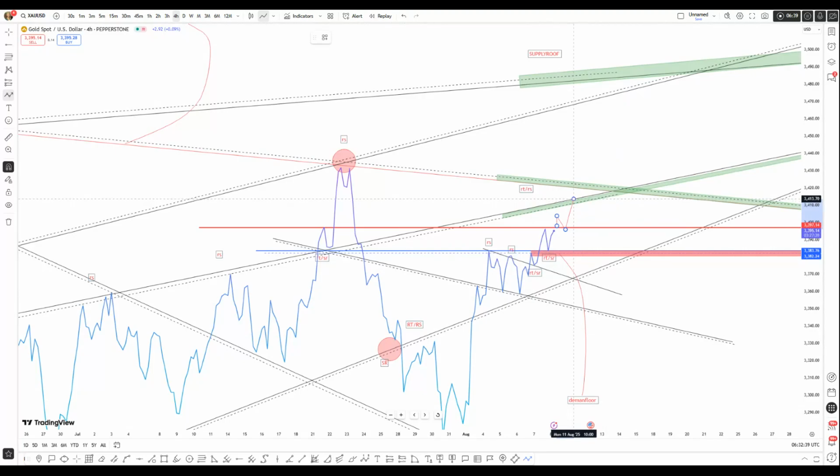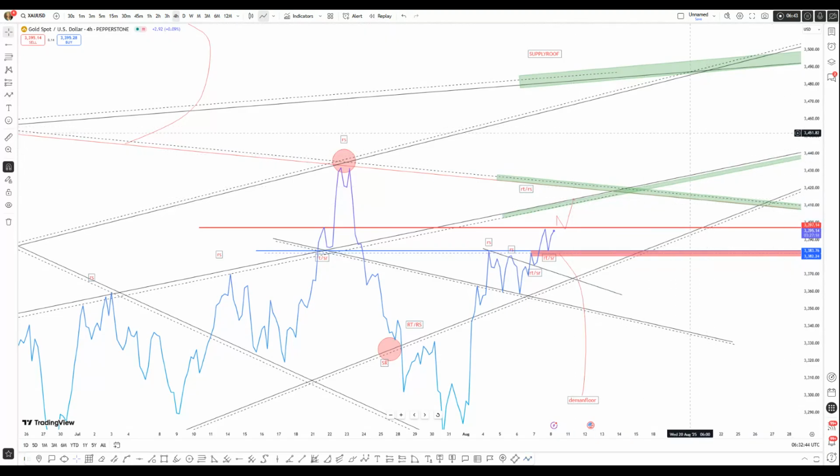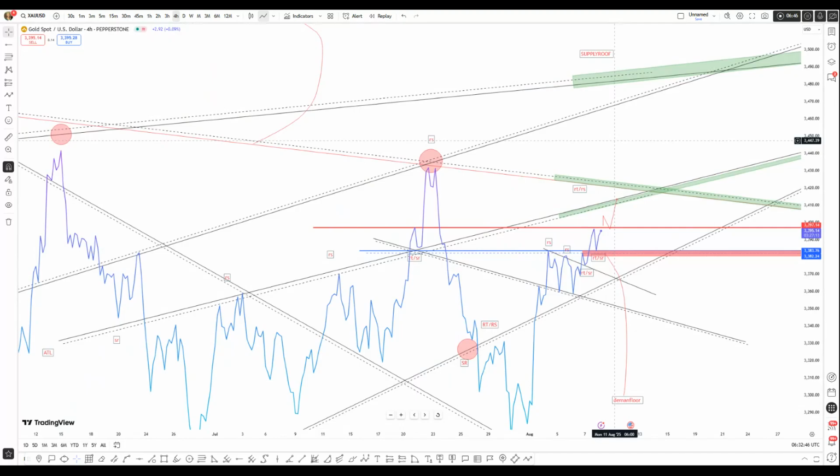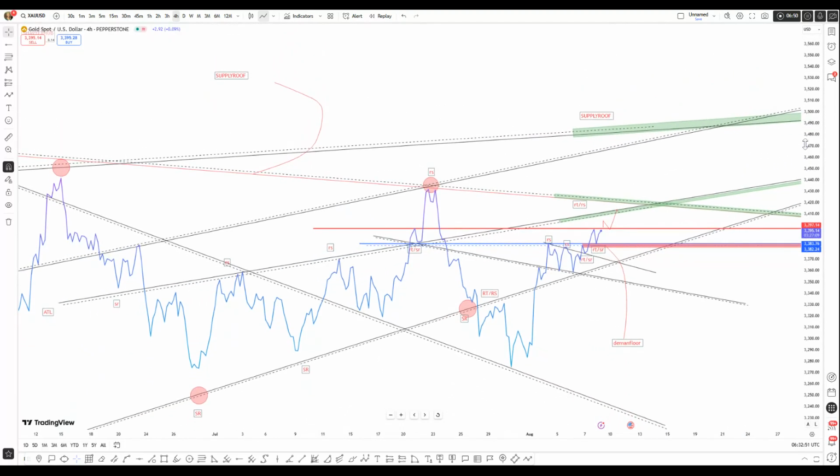You can see how beautiful it is. So this is how these things work. This is how it works. So let's see how it goes.